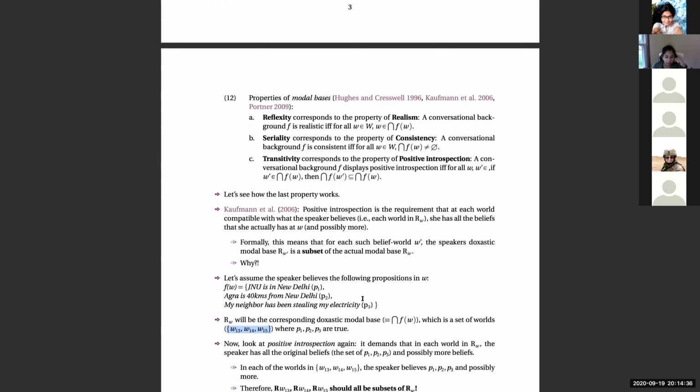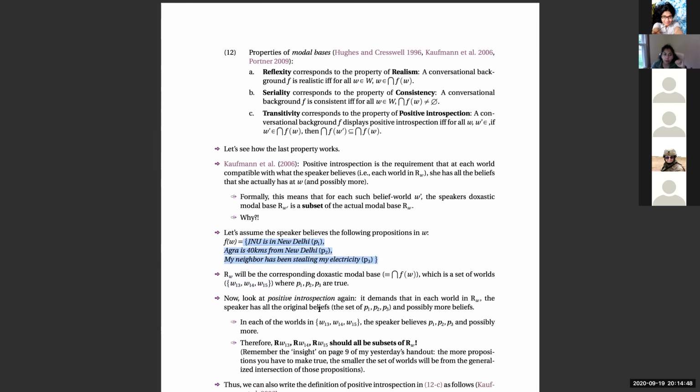I'll ask in Okay. So now we are ending up with this set of worlds, which is where all of these beliefs are true. Let's say the speaker's doxastic domain. Now look at positive introspection again. It demands that in each world in RW, the speaker has all the original beliefs, that is the set of P1, P2, P3, and possibly more beliefs. So in each of the worlds, W13, W14, and W15, the speaker believes P1, P2, P3, and possibly more.